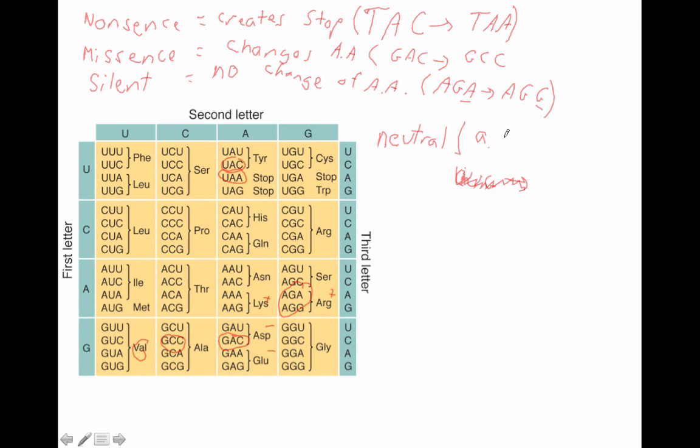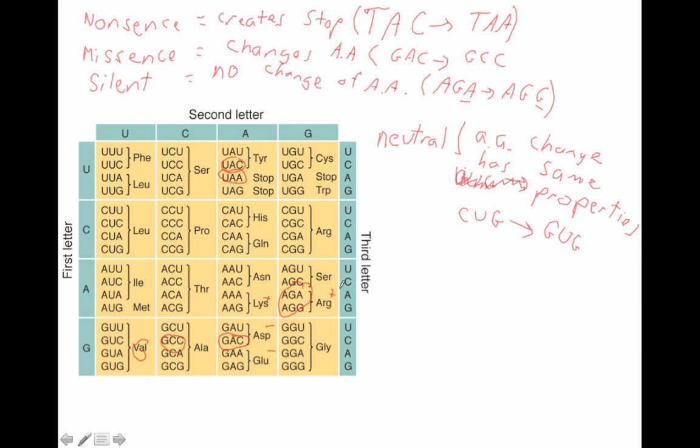So a neutral mutation, let's define that here. Amino acid change, it has the same properties. Let's call it same properties. And an example of that would be something like leucine, CUG, changed to GUG. So leucine to valine.